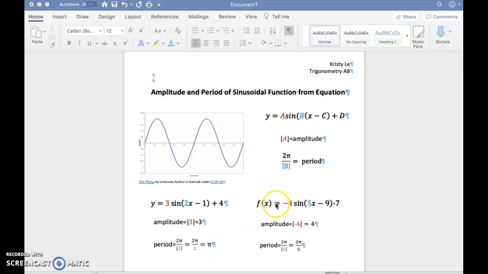And in the second equation, we are given that A is equal to -4 and B is equal to 5. So the amplitude equals the absolute value of -4, which is equal to 4. And the period is 2 pi over the absolute value of B, which is 2 pi over 5. So we see that that's how you find the amplitude and period of a function from an equation.